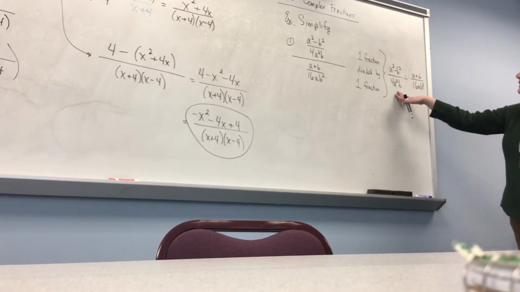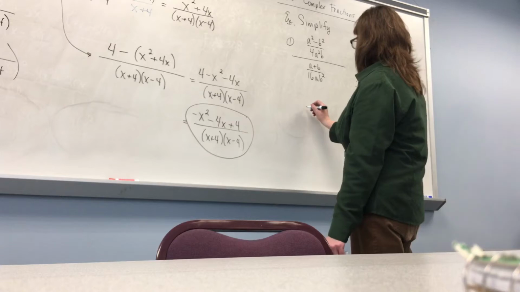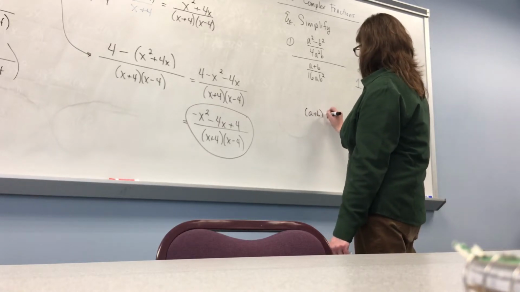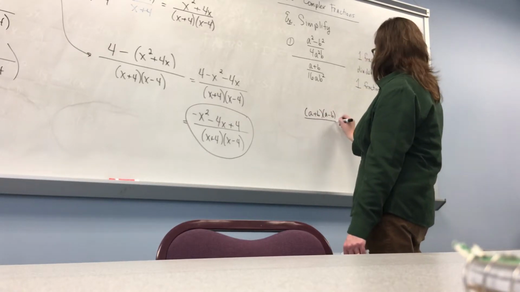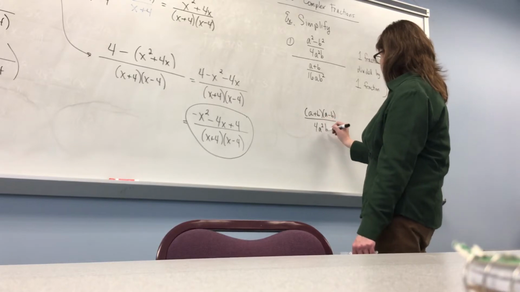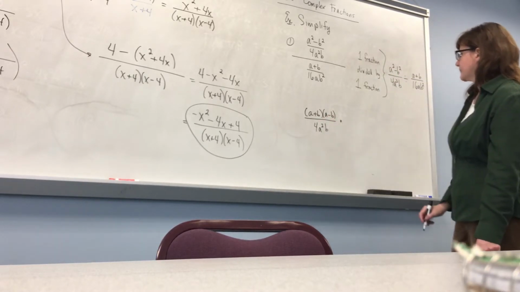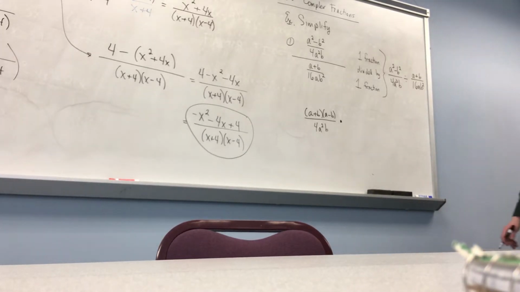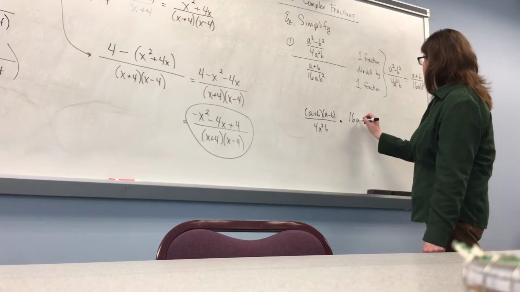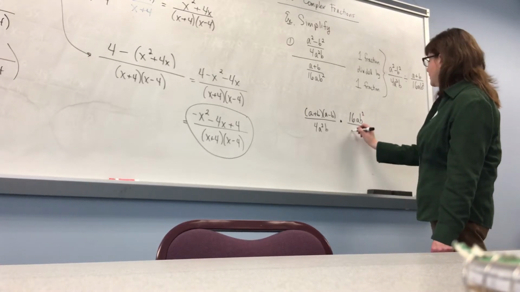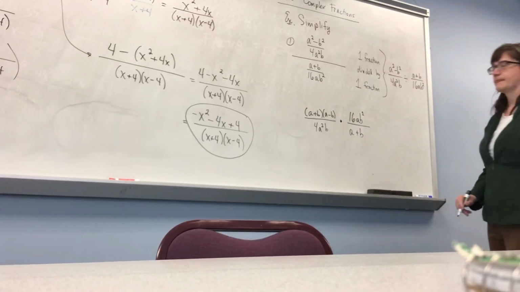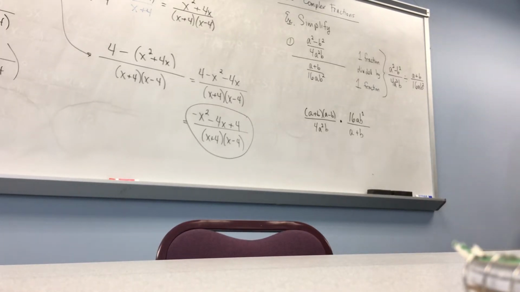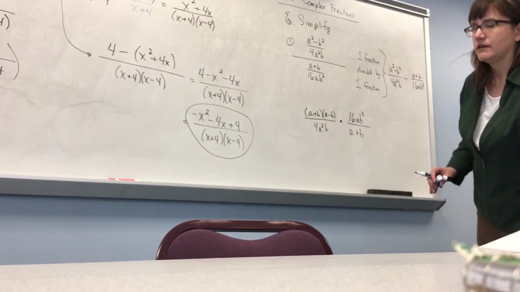So the first fraction stays the same, but I'm going to factor a squared minus b squared, which is a difference of squares. And then I'm going to multiply by the reciprocal, 16ab squared over a plus b. Then look and see if there are any factors that you can simplify that are the same in the top and the bottom. And luckily there are.